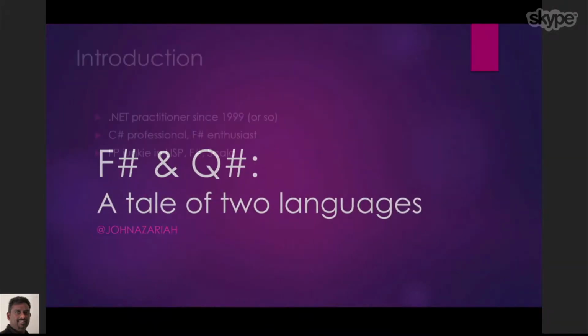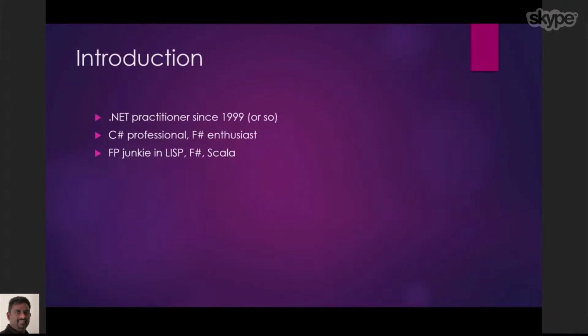So who am I? Well, I've been a .NET practitioner since before it was .NET. I actually worked on what was known as COM+ back in 1999, before they called it .NET. I have a sort of weird history with languages. I actually worked on the Visual J# .NET compiler, which was the .NET clean room implementation of Java.